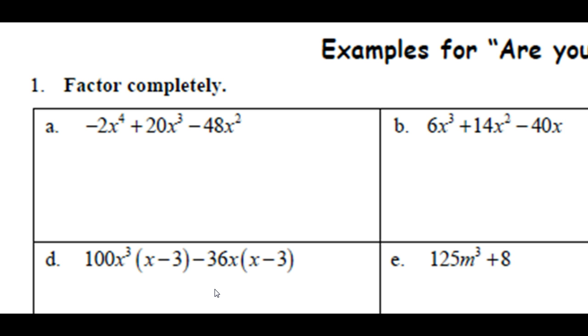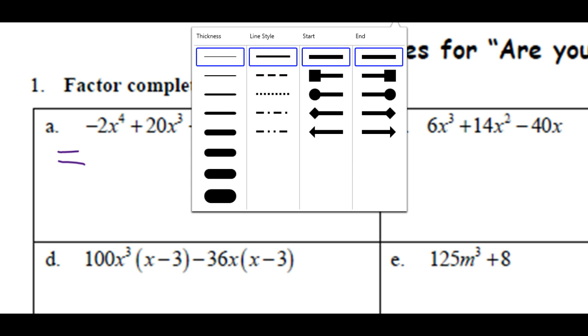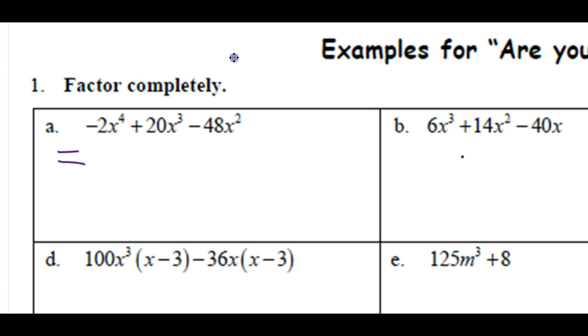What's always the first step in factoring? To common factor. So is there a number which is common to negative 2, 20, and 48? 2. Want to take out 2 or negative 2? Let's take out a negative 2, giving us a nice positive experience with the rest of it. Negative 2 what? What else is common? X squared. So negative 2x squared is our common factor.